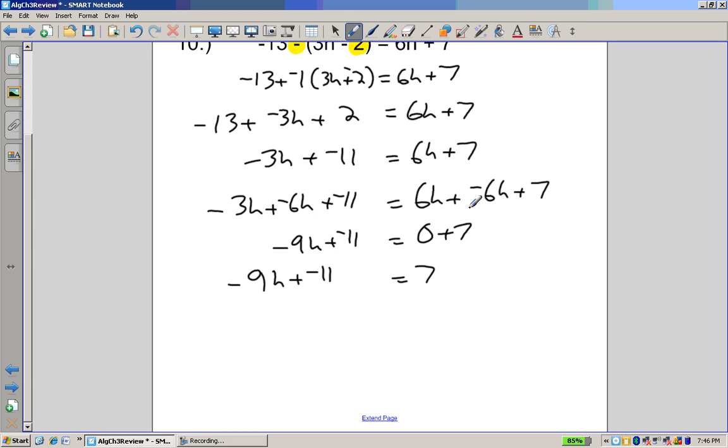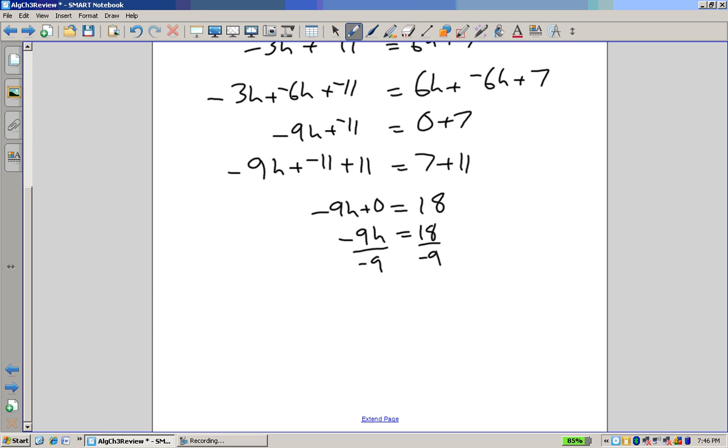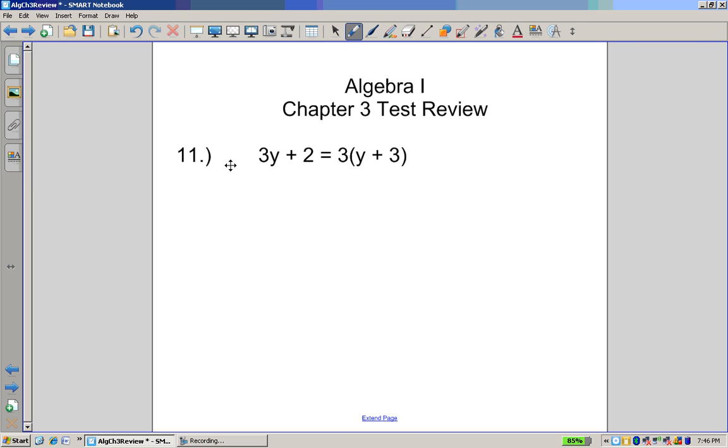Let's see. Then get all your variables onto the same side, first addition or subtraction. Then multiply, divide. And there we have it. Okay, we're almost done. 2 more. This is a special one here. Go ahead and try it on your own.